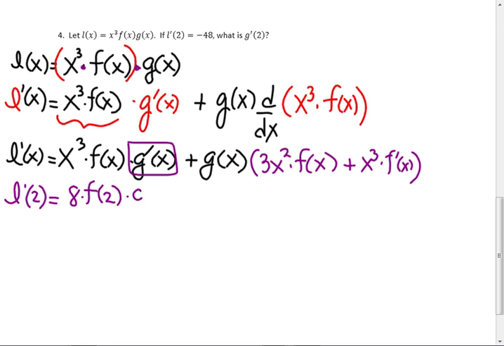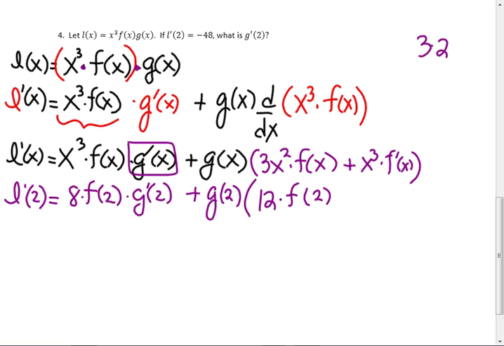Then this is g prime of 2, which we're going to call z because that's our unknown, plus g of 2, because it's 2 cubed. Can I go ahead and put the 2 in here? What's 3 times 2 squared? 12 times f of 2. I just think it's a little easier to read. You have to square first, then multiply by 3, right? Plus, then what's this going to be? 8 f prime of 2.